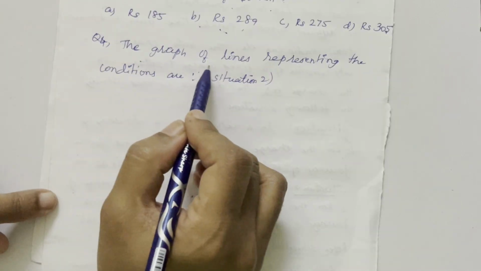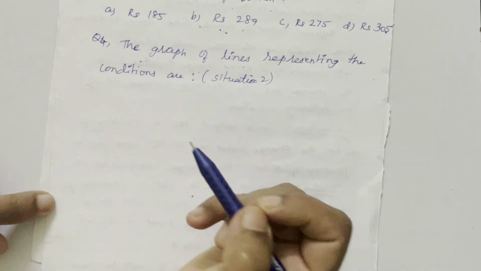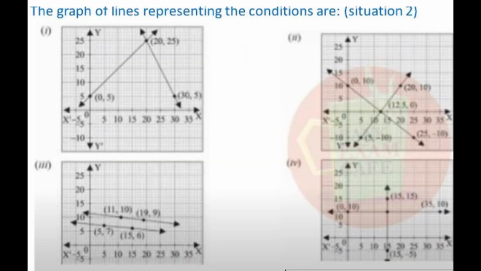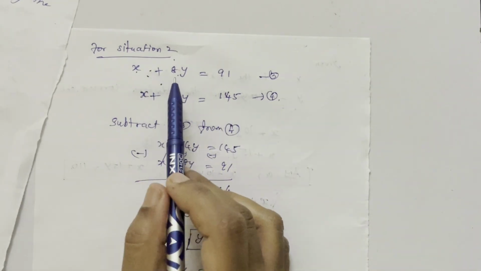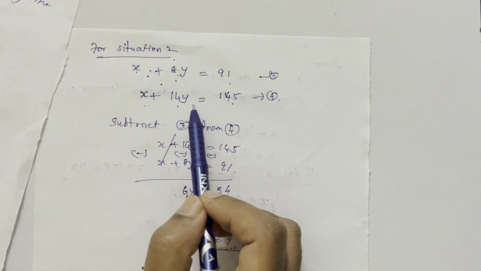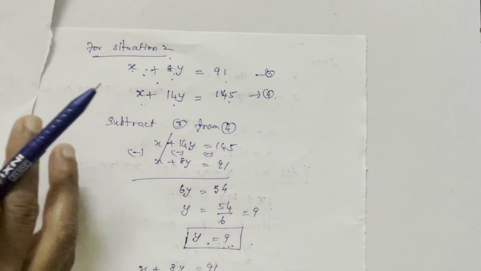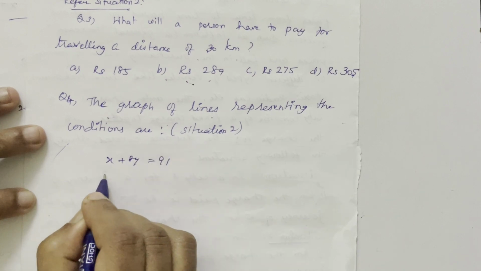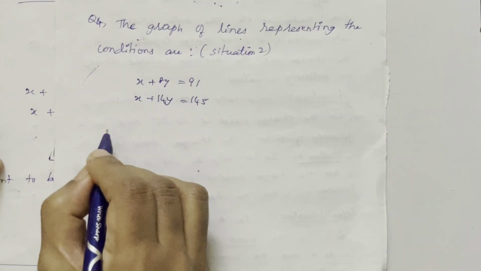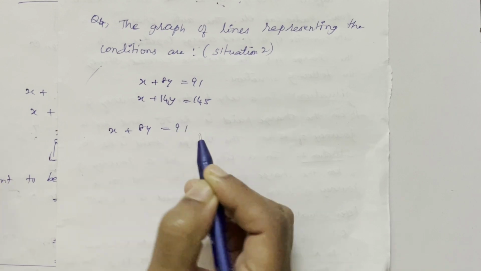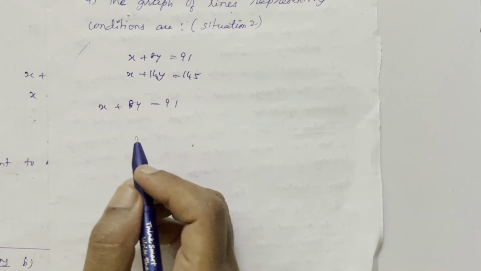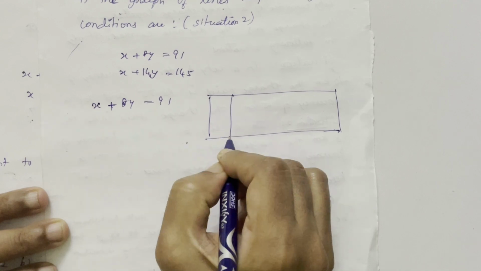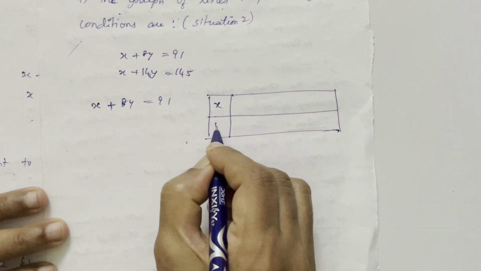Fourth question: the graph of lines representing the conditions. Situation 2 we have to use. For situation 2, we have two equations, x plus 8y equal to 91, x plus 14y equal to 145. We have to use these equations to make a graph. I am taking the first equation. Using this, we have to form a line. This is x, this is y.